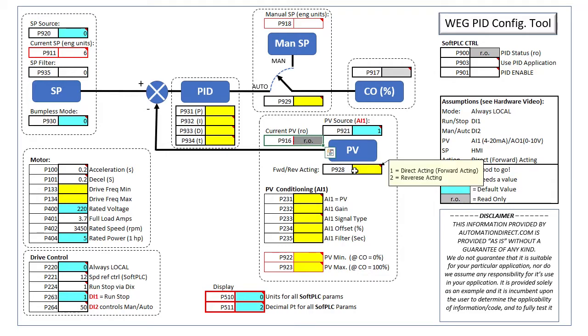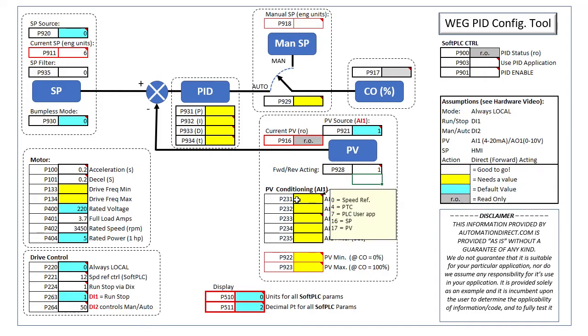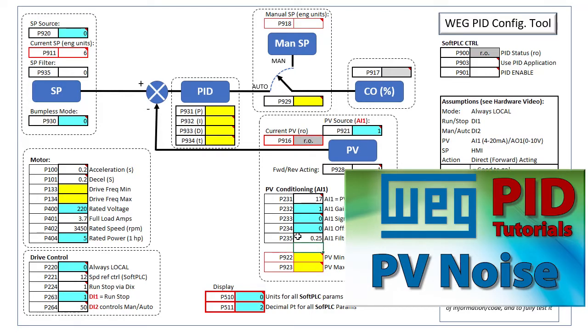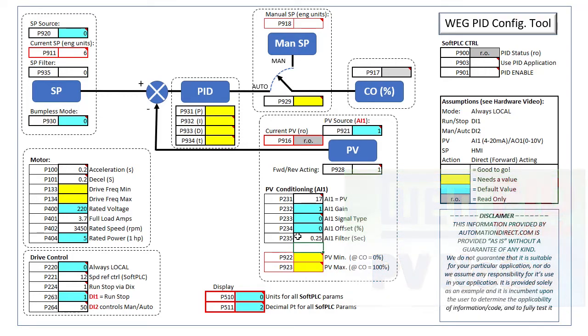We have a direct or forward-acting system, so we put a 1 here. Of course, we need to set up analog input 1, so we tell analog input 1 it will be used as the process variable, and we'll use the default gain, 0 to 10 volt signal, offset, and we'll add a little filtering. We have a whole video set aside for techniques you can use to reduce process variable noise. Filtering is just one of those ways.